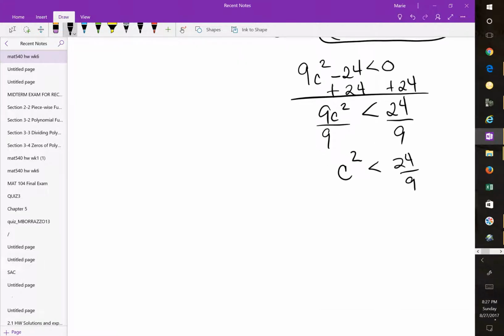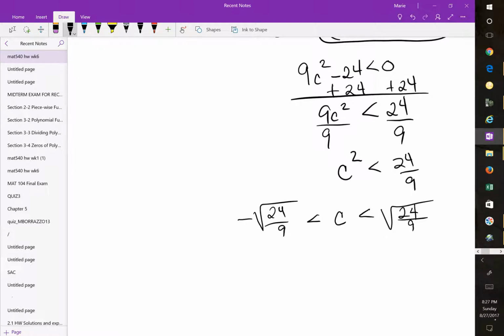Let's see here, we would get c less than the square root of 24 over 9, and greater than the negative of that. Alright, and you would solve for that.